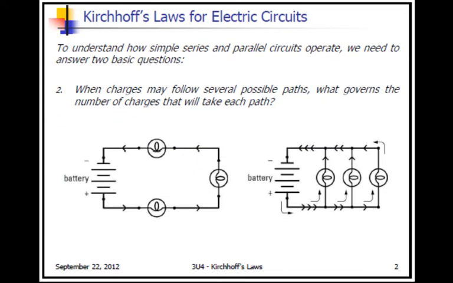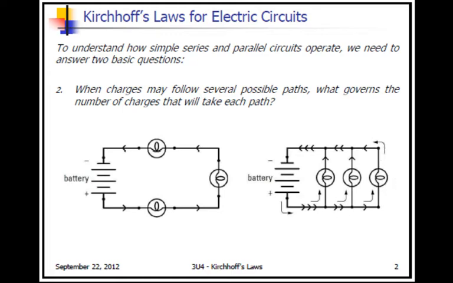The second question: when charges may follow several different paths, as in a parallel circuit, what is it that determines the number of charges that each path takes? So let's say we have, in a simple case, 4 or 5 or 6 electrons, and they start to come across these paths here. How do we know which paths these electrons take? Do 3 of them take this path, whereas 1 takes this one and 2 take this one? Or do 2 go down each one?